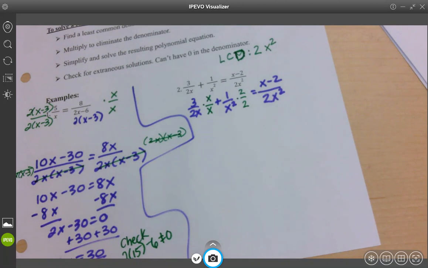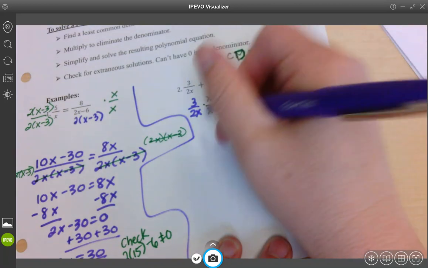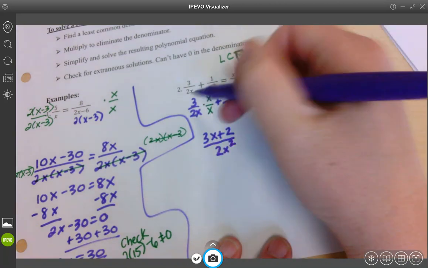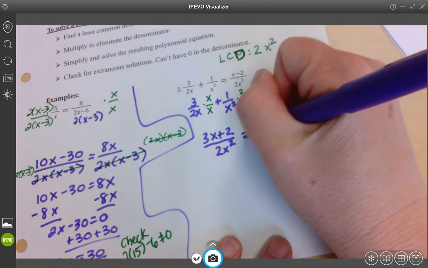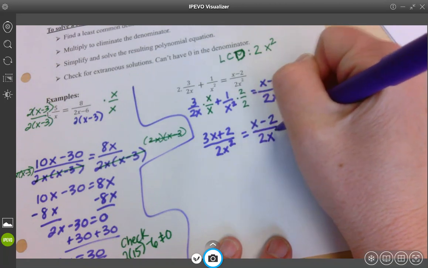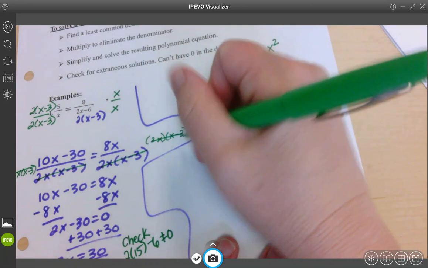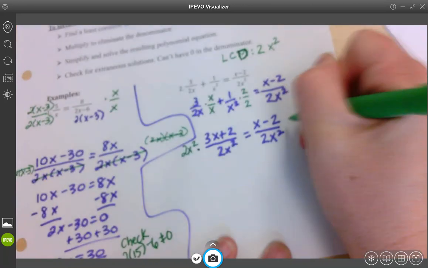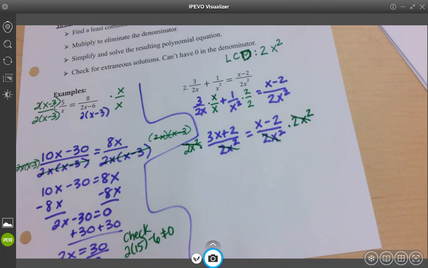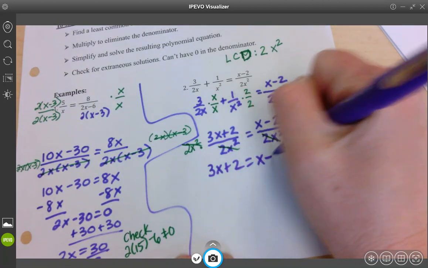All right, so let's put the 2 on the left. Let's put those together into one fraction. So I've got 3x plus 1 times 2 is 2. Three x plus 2 equals x minus 2. Here we go. Multiply both sides by that denominator. And cancel. Okay. Bring everything else down. 3x plus 2 equals x minus 2.